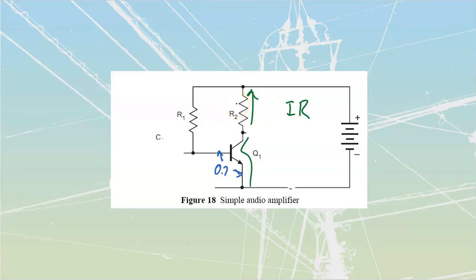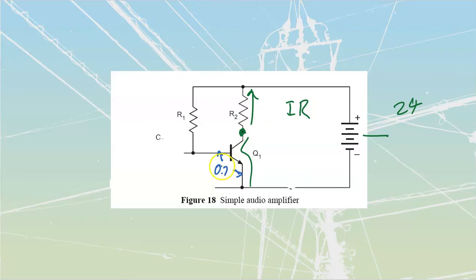This is probably going to be biased for midpoint, whatever my voltage is. If this thing is going to be a 24 volt supply, this point over here is going to be biased for the middle of that. We'll call that 12 volts, because that's going to give me the maximum amount of overrun towards the top or underrun towards the bottom that I'm going to be able to have.